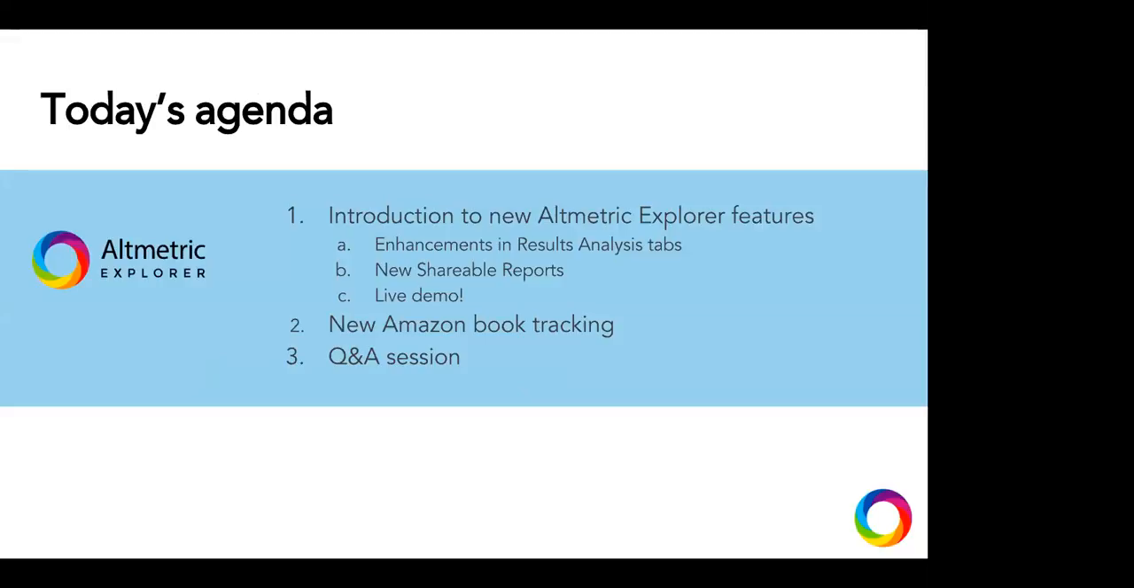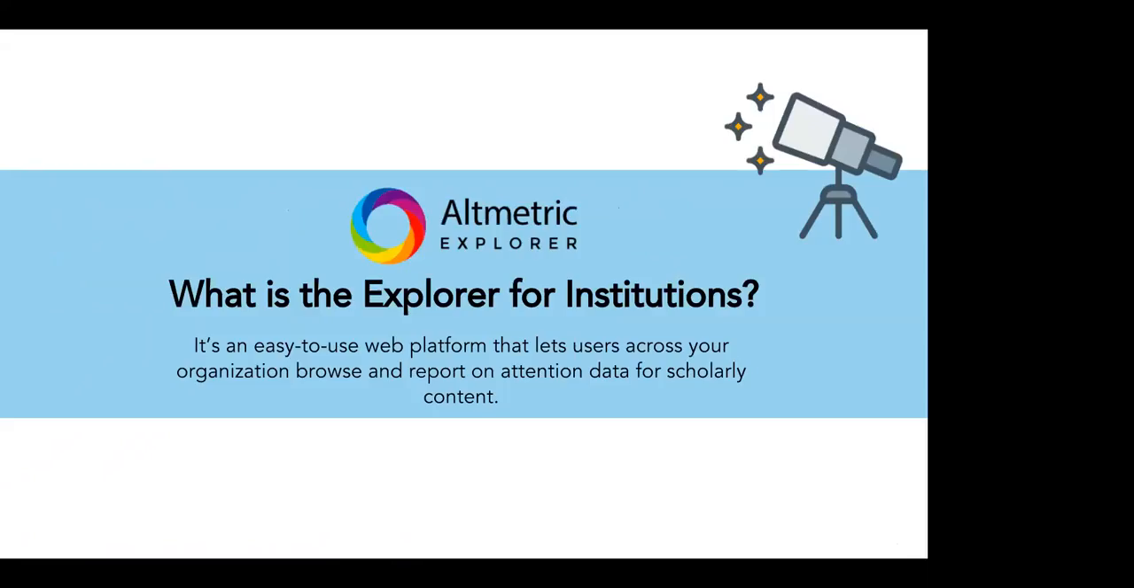So today's agenda, I'm going to be walking you through an introduction to some really exciting new Altmetric Explorer features that we've recently released. This includes some enhancements in our results analysis tabs, some new shareable public reports that you can share with people who don't have Explorer access. I'll do a quick live demo of these new features and then move on to talking briefly about our new Amazon book tracking before we have the Q&A session at the end.